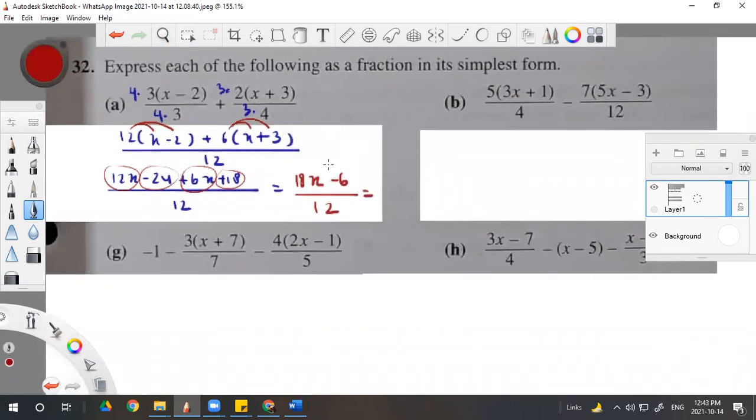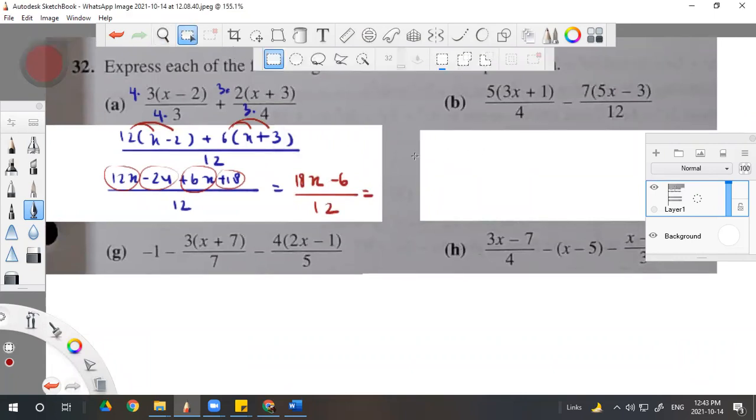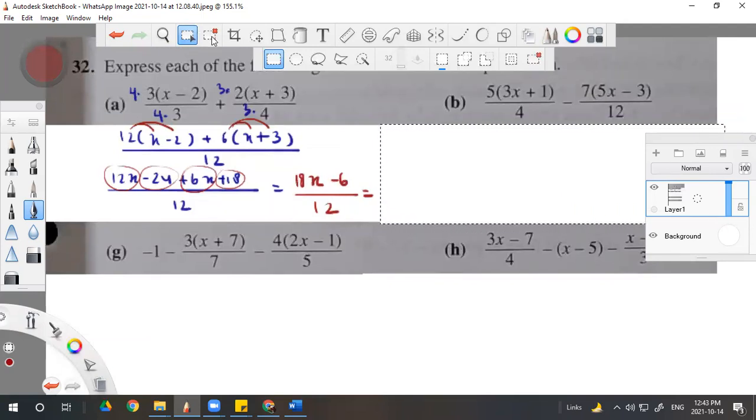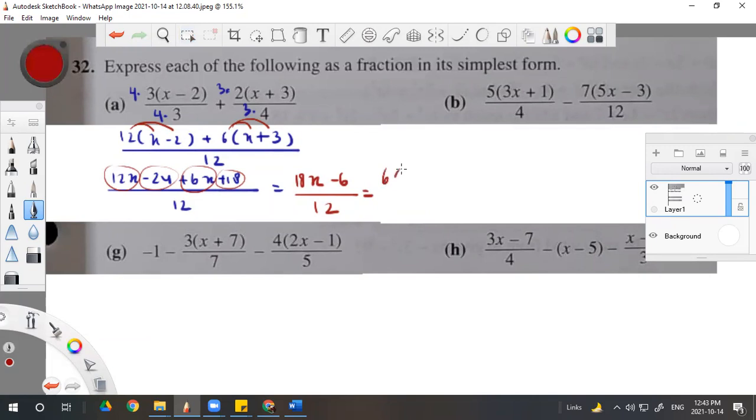You factorize yang atas. What number you can divide by? Bisa bagi berapa? Yang di atas? 6. That's right, because 18x and 6. So 6 buka. 18x divided by 6, 3x. Negative 6 divided by 6, minus 1. Terus bisa diapain lagi? Iya. Udah, simplest form langsung. So the answer will be 3x minus 1 over 2.